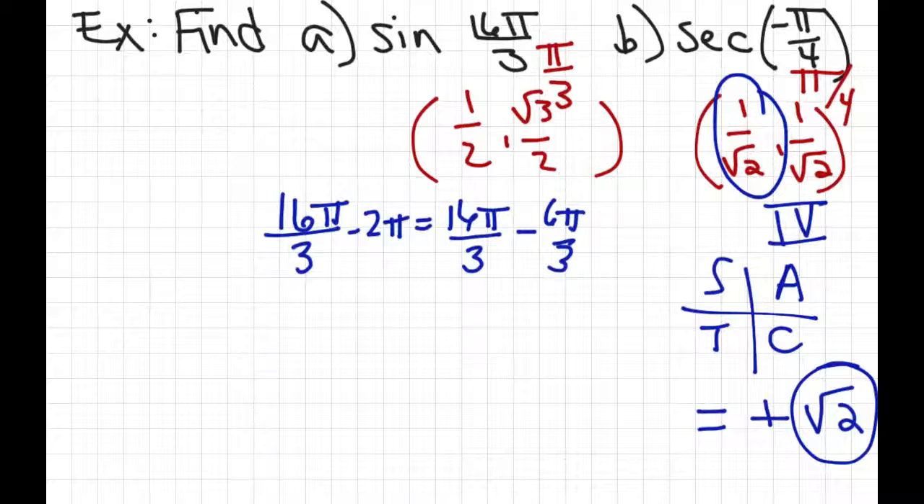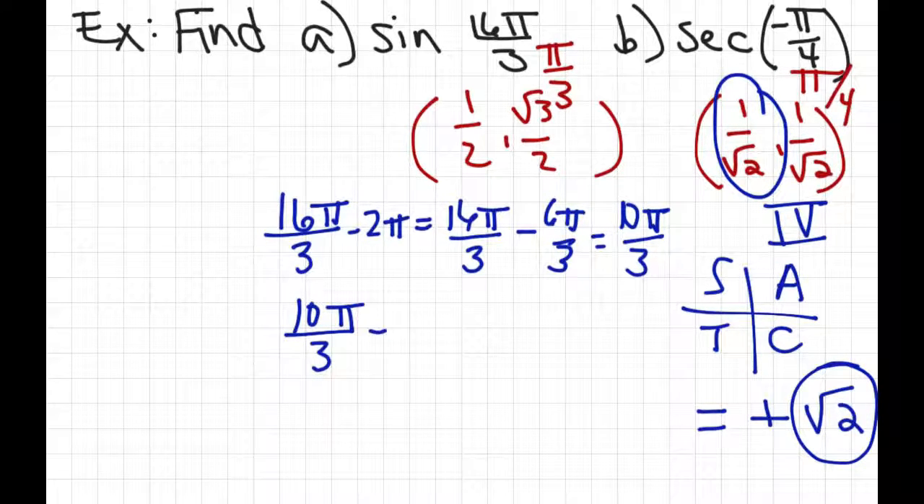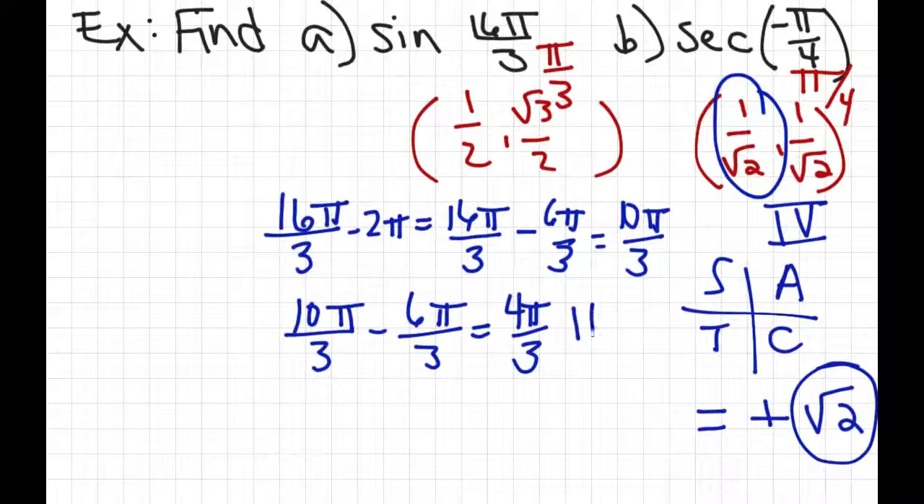So I'm going to subtract 6 pi over 3, which is going to give me 10 pi over 3, which is still larger than a full circle because I said a full circle is 6 pi over 3, which is 2 pi. So now I'm going to subtract another 6 pi over 3, and I'm going to get 4 pi over 3. Well, now I know what quadrant that's in. It's in quadrant 3. How do I know? Because 3 pi over 3 is at 180 degrees, so 4 pi over 3 must be a little past that in quadrant 3.